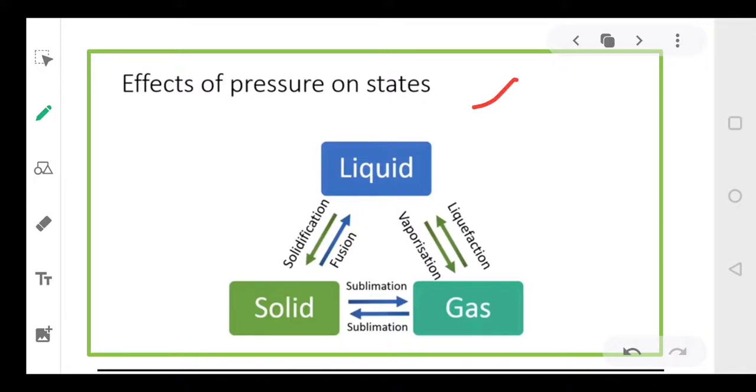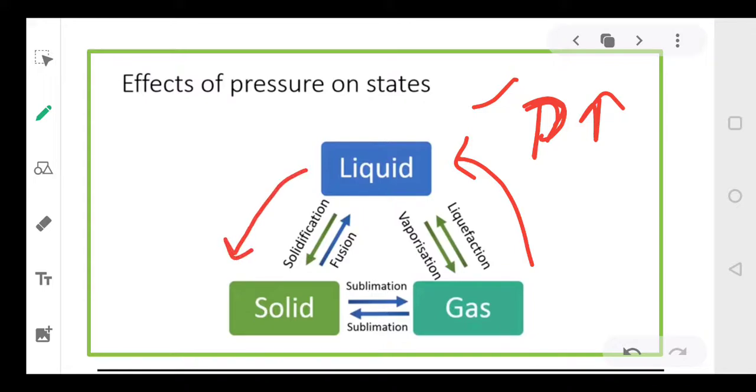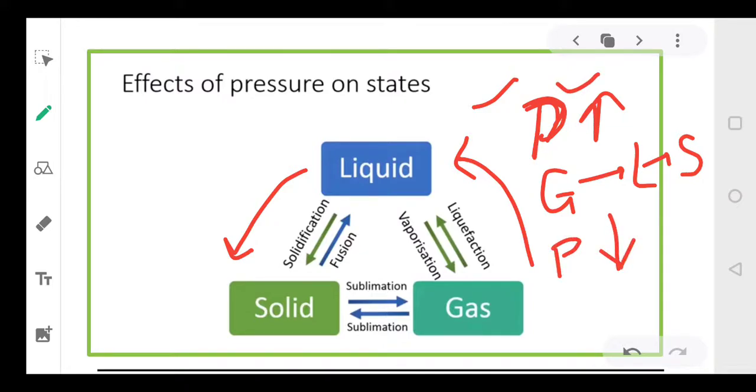ठीक है, अगर हम प्रेशर को बढ़ाते हैं, if we increase pressure, so gas will change into liquid and liquid will change into solid. ठीक है, तो यहाँ पर हमारा तरीका होगा gas to liquid and liquid to solid when we increase the pressure. और अगर हम प्रेशर को डिक्रीज करते हैं तो क्या होगा? रिवर्स, सॉलिड विल चेंज इनटू लिक्विड एंड लिक्विड विल चेंज इनटू गैस. ओके, क्लियर?